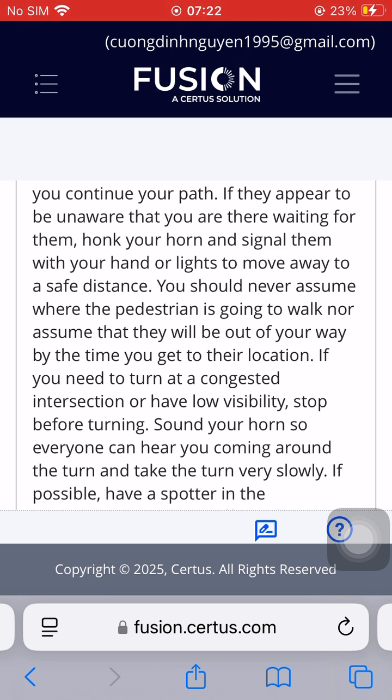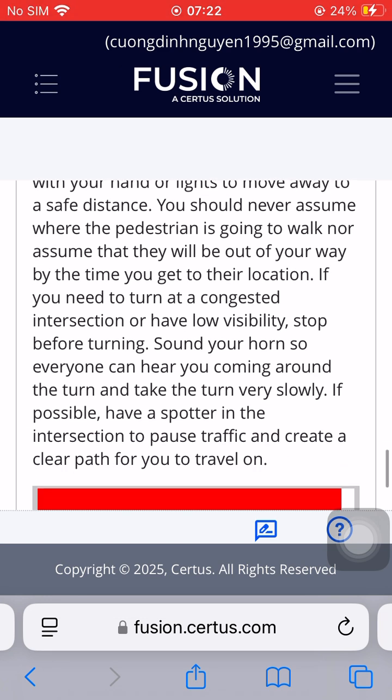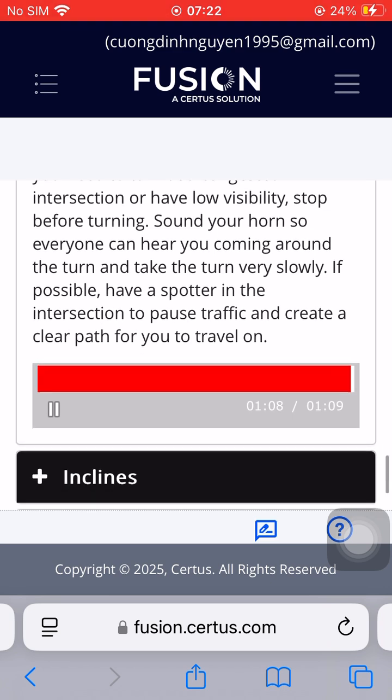If you need to turn at a congested intersection or have low visibility, stop before turning. Sound your horn so everyone can hear you coming around the turn, and take the turn very slowly. If possible, have a spotter in the intersection to pause traffic and create a clear path for you to travel on.